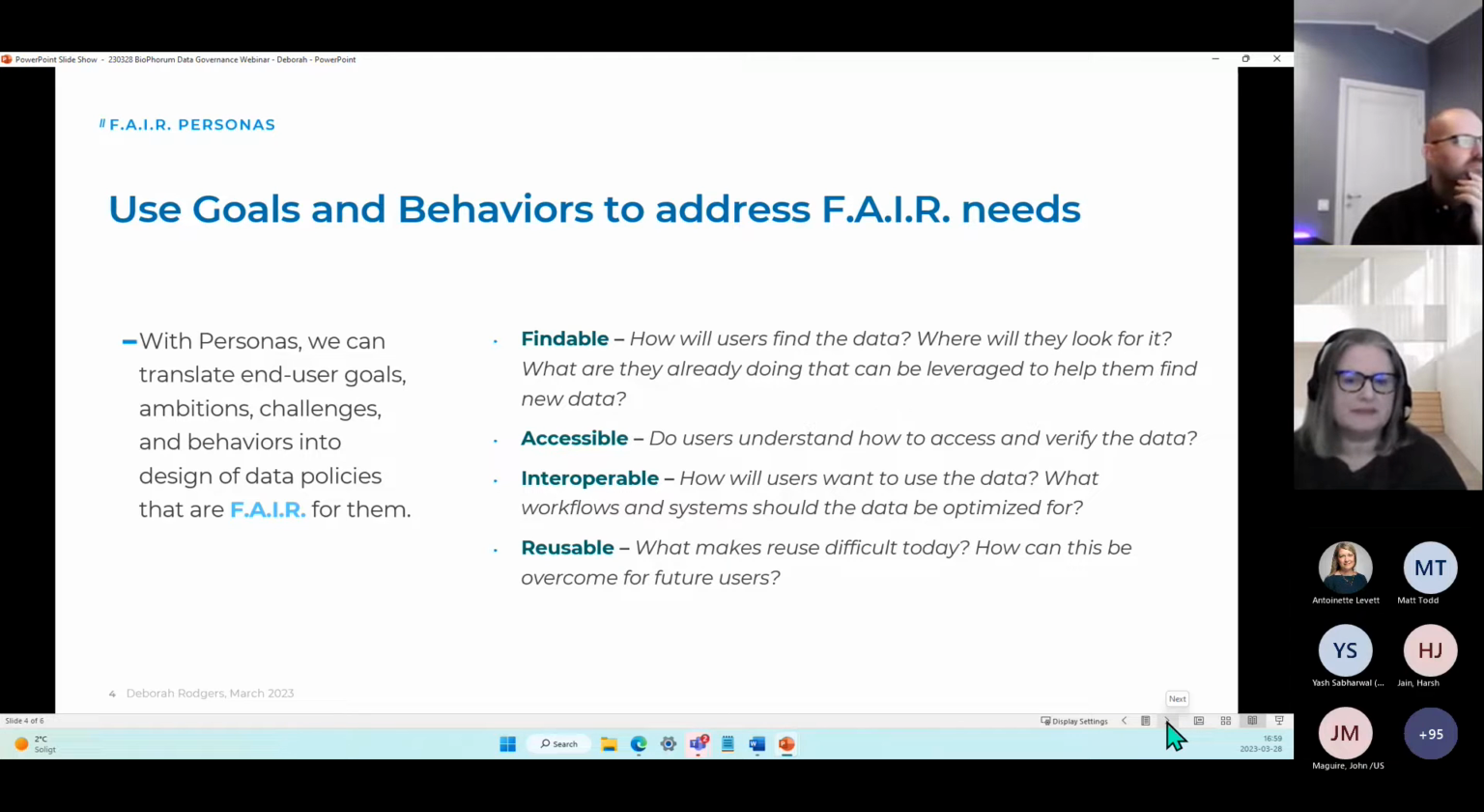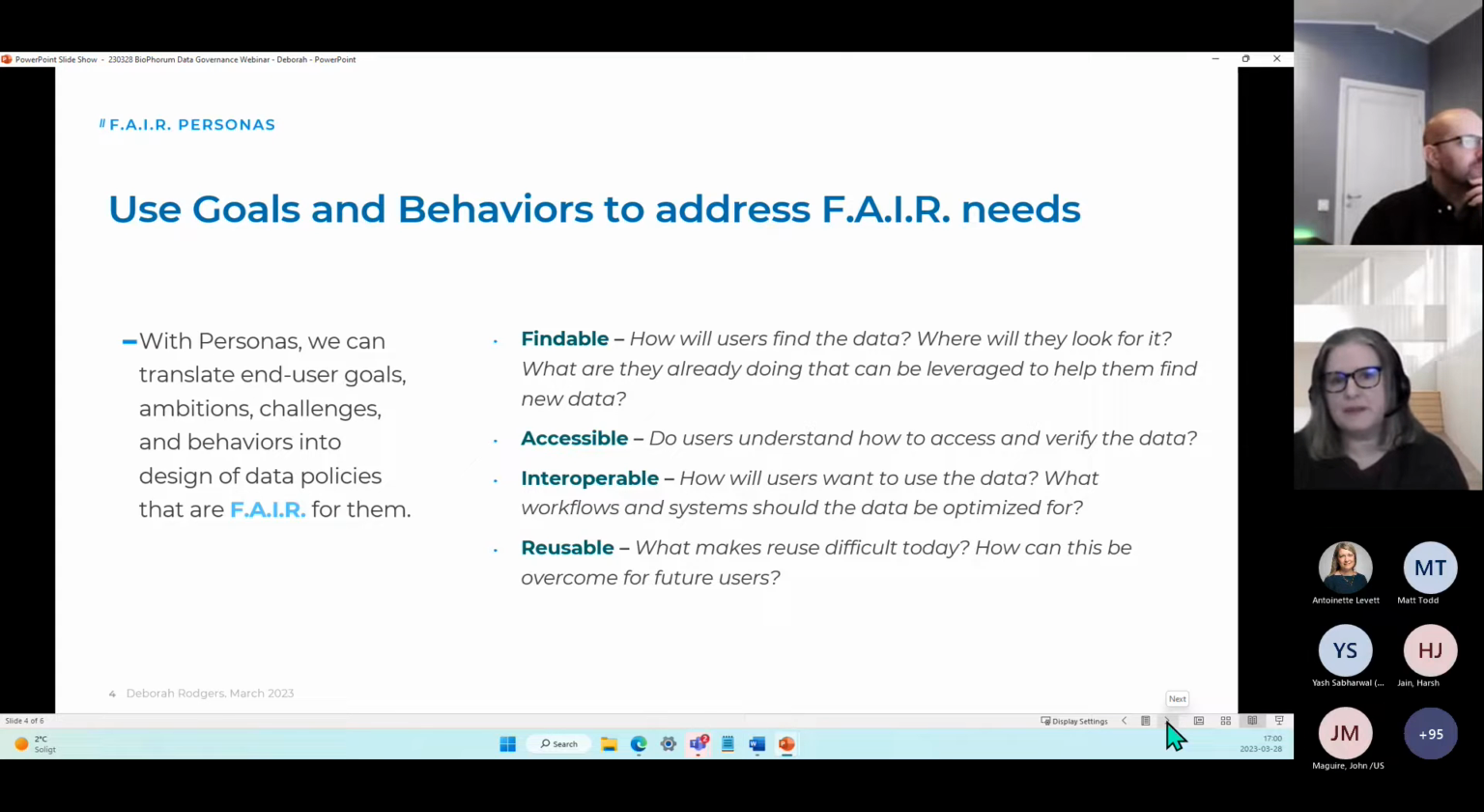So that's the same with accessible. Where are they going to look for the data? Do they have access to that data? Are they able to easily verify the data? With interoperable, it's a similar issue. What kind of systems are they using? This is a good place where you can think about, 10 years ago, would you have designed a data set that could be accessed by mobile phones? Maybe not, but now you certainly would do that.